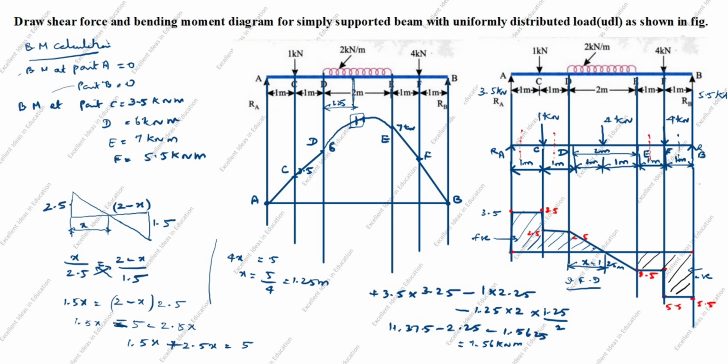So this is 7.56. This is a parabola, so you can draw this as a parabola curve. So this distance is 7.56 kilonewton meter.